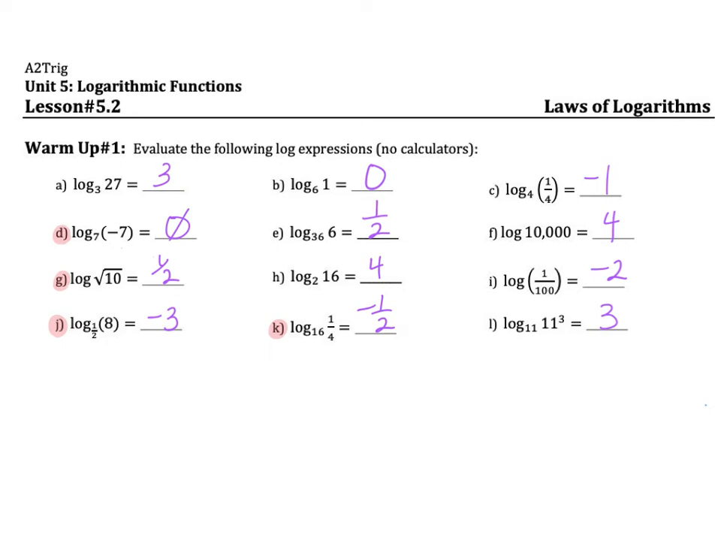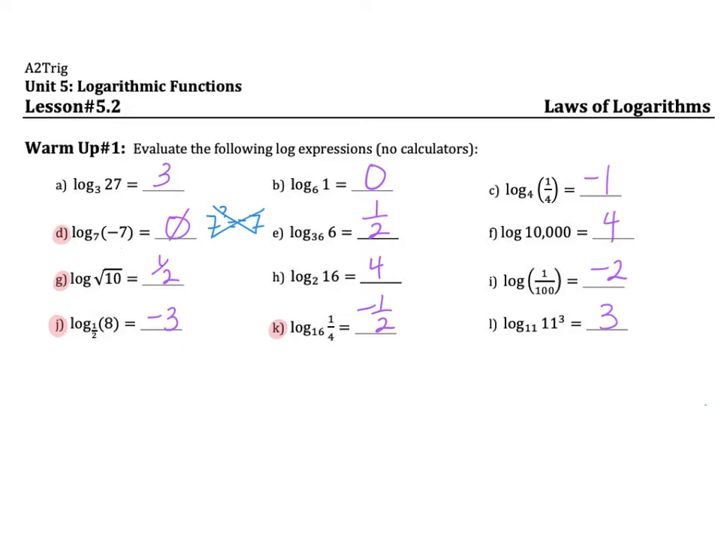Okay, hopefully you did okay. You can check out your answers here. I highlighted D, G, J, and K. I thought those maybe were a little bit trickier, so I'll explain. Well, D, I don't know if there's really any explanation needed. You can't take 7 to any power and get a negative 7 as a result. It is not possible, therefore that is a no solution.